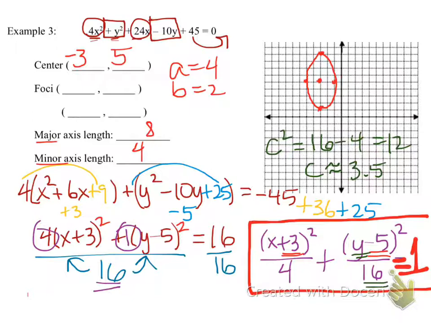Since the bigger denominator is under the y, I need to move my foci parallel to the y-axis. So up 3.5 and down 3.5. And then I can determine what those coordinates are. So -3, 8.5, and -3, 1.5. It wouldn't make sense to graph them along the x-coordinate, because they would fall outside of my ellipse, and we can't have that.